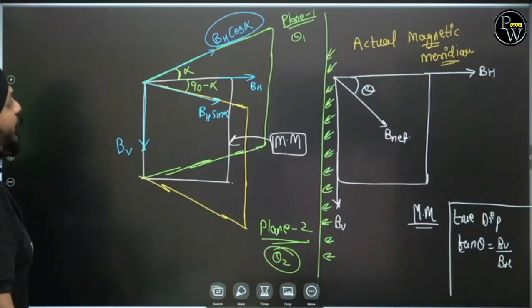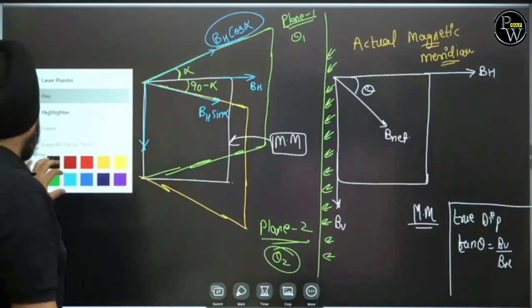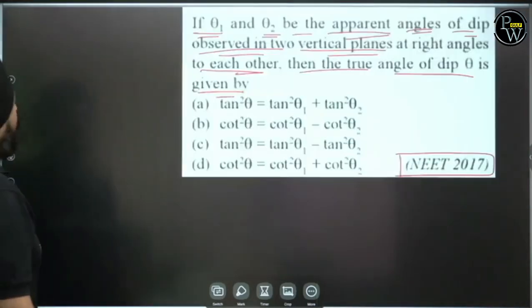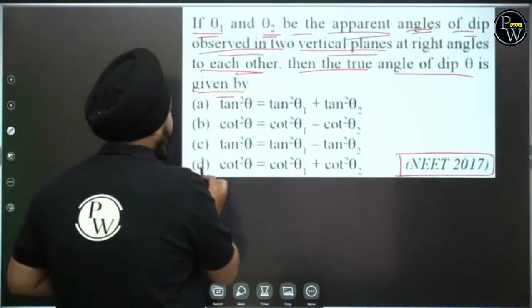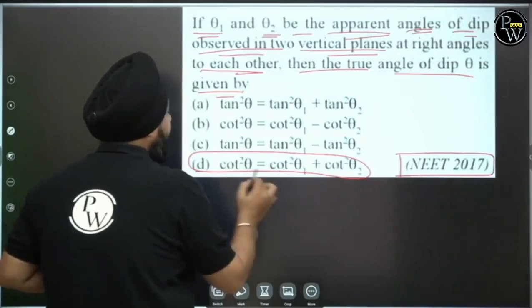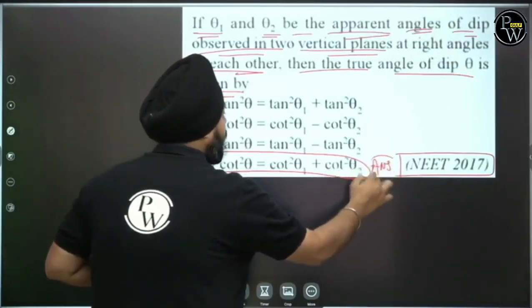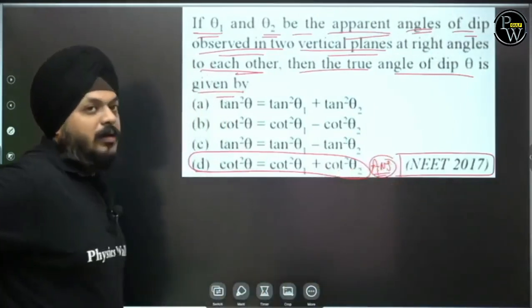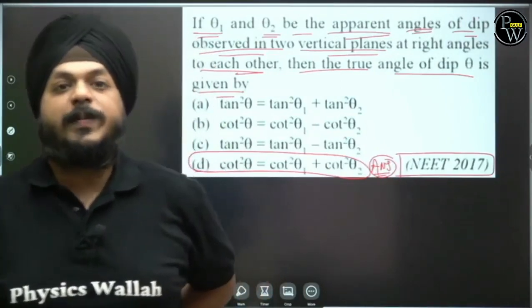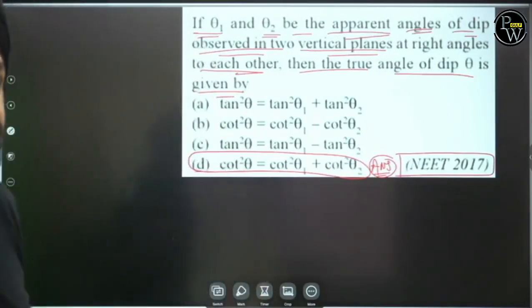I understand the question is a bit long, but things move this way only. Okay, it is important. So cot square theta 1 plus cot square theta 2, this is going to be the perfect answer for this specific question. Right? Perfect answer for this specific question. Yes or no, guys?